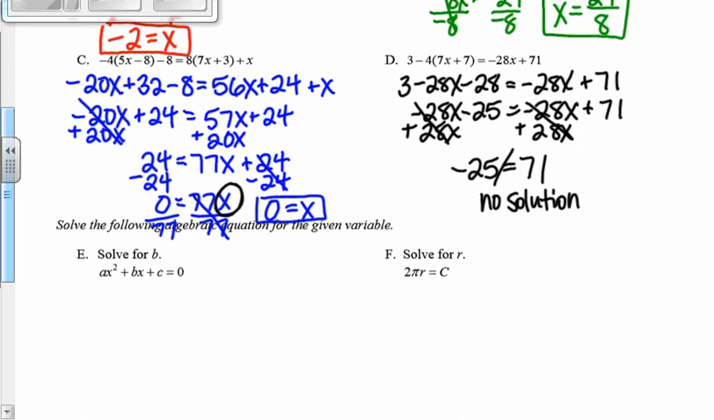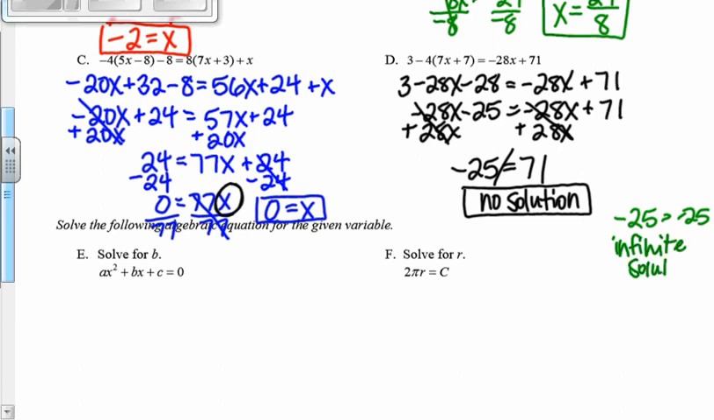There is one more special case that you could see, and that would be, let's say we were solving and we got something like negative 25 equals negative 25. So again, no x's are left, but it's a true statement. This would be infinite solutions. So again, just kind of giving you that idea of what it would look like. We didn't have an example with infinite solutions on your notes, but that's what the final result would look like.